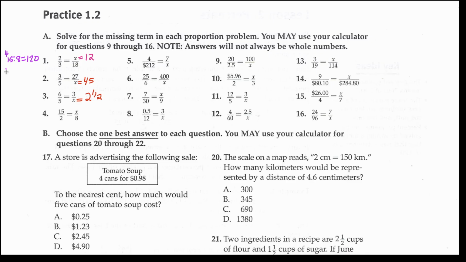Now 120 divided by the 2. Okay, we do know that 2 goes into 12, or 12 divided by 2 is 6. And 0 divided by 2 is 0. So the answer for x would be 60.